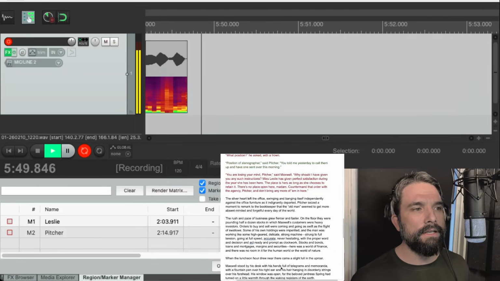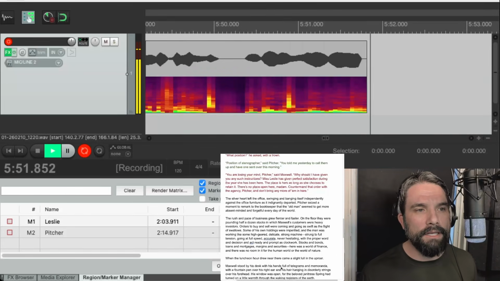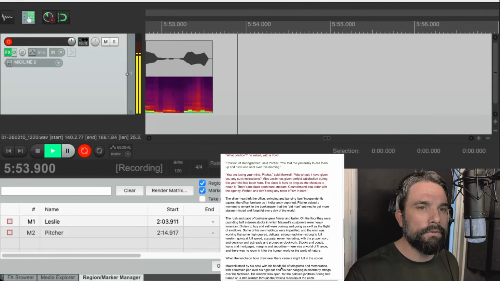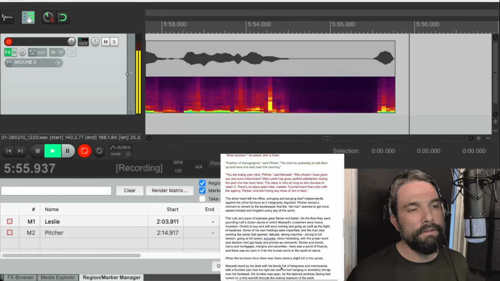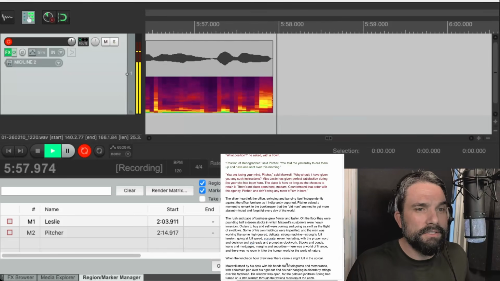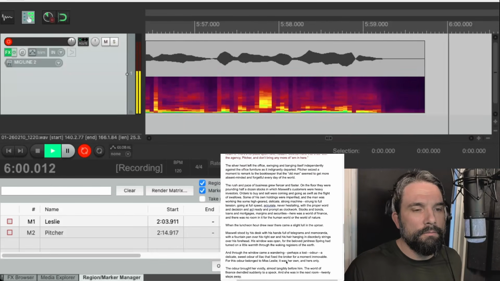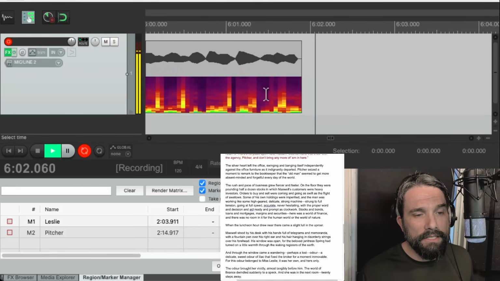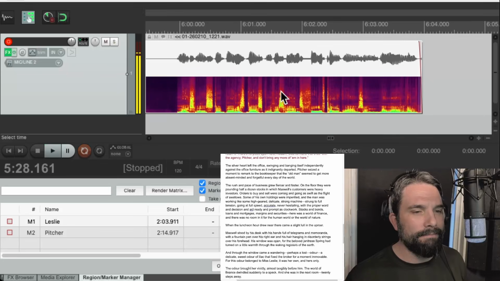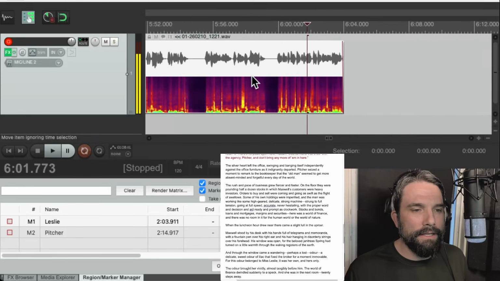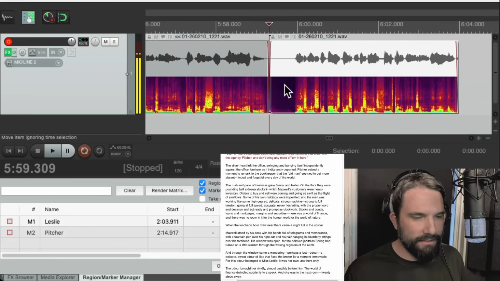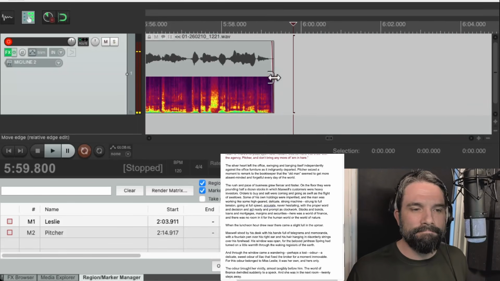Here was a world of finance, and there was no room in it for the human world or the world of nature. When the luncheon hour drew near, there came a slight lull in the uproar. Maxwell stood by his desk with his hands full of telegrams and memoranda.